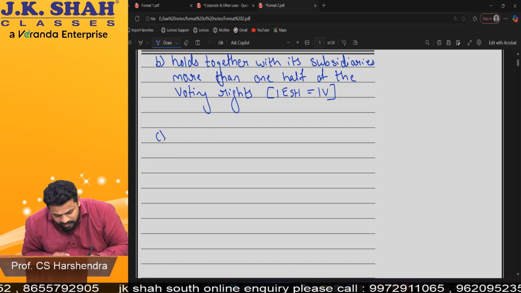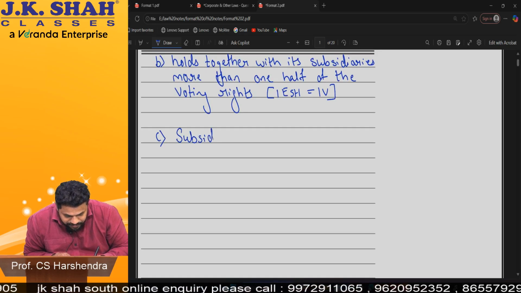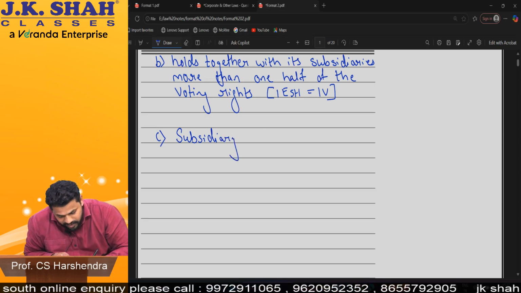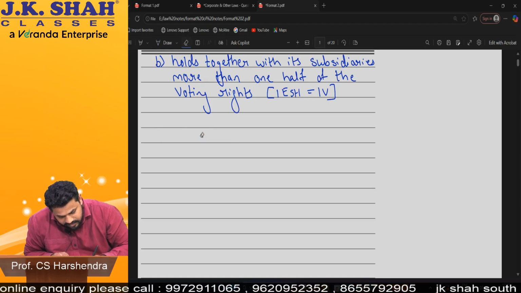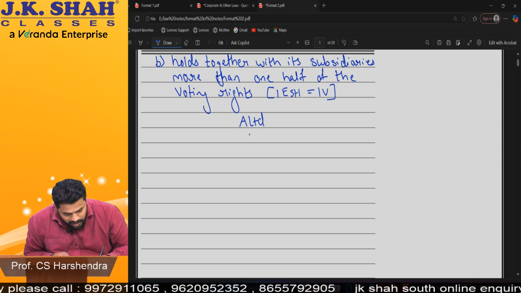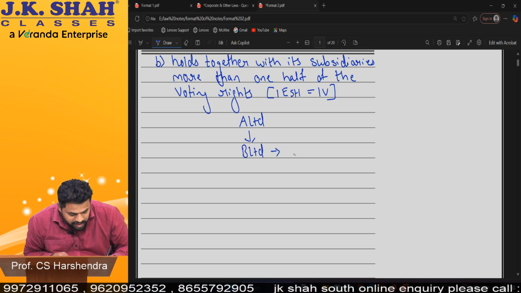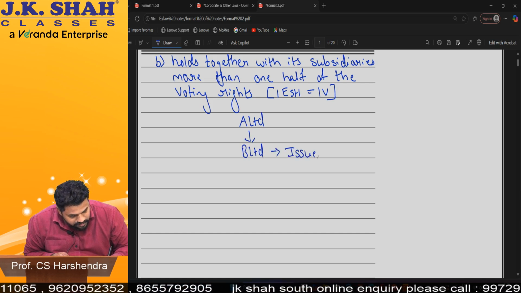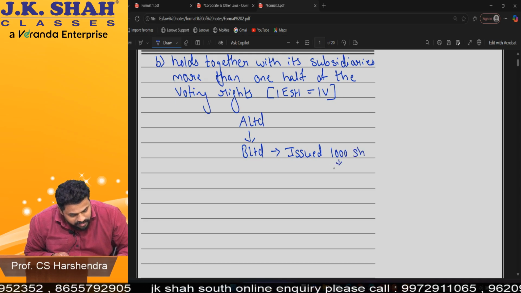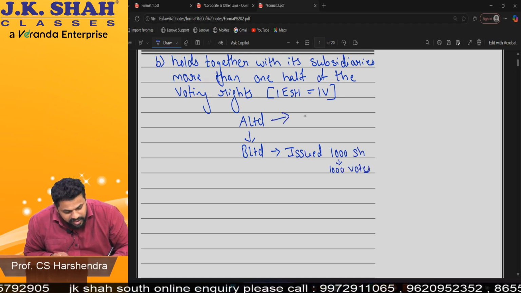And C is very simple. Subsidiary company. For this example, I have to write. Very simple. Example: A Limited is there and B Limited is there. B Limited has issued 1000 shares. Indirectly, how many votes, beta? 1000 votes to its members. And if A Limited holds how many shares, beta?